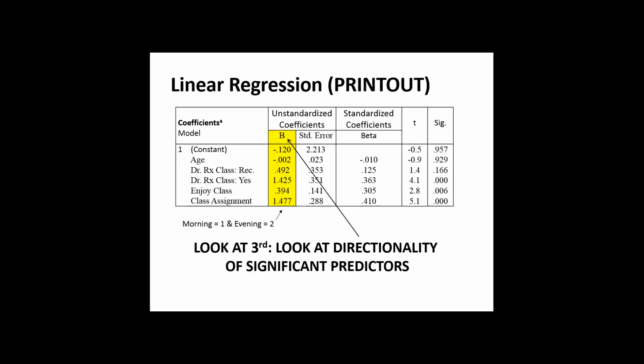All right. Now, the next thing we want to look at is the directionality, which we just alluded to. So we could see the bottom three, the statistically significant predictors, all do not have a minus. We don't consider age because that's not significant. It has a minus, but we don't consider it because it's not 0.05 or below. So we see all positive relationships. So like I said, as enjoyment goes up, attendance goes up.